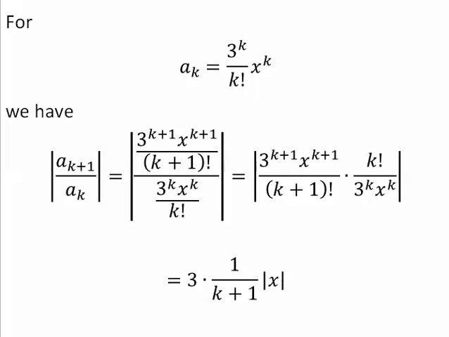Now, you might be asking me, how did you get that? Well, 3 to the k plus 1 over 3 to the k is just 3, and that's positive, so I bring it outside the absolute value sign. K factorial over k plus 1 factorial is 1 over k plus 1. It is also positive, so I bring it also outside of the absolute value sign. X to the k plus 1 over x to the k is x. Now, x can be positive or negative, so it stays inside the absolute value sign.